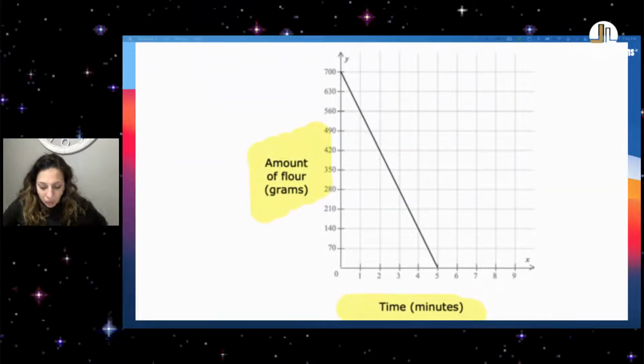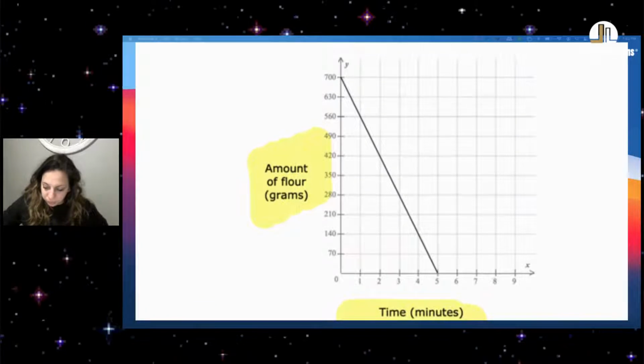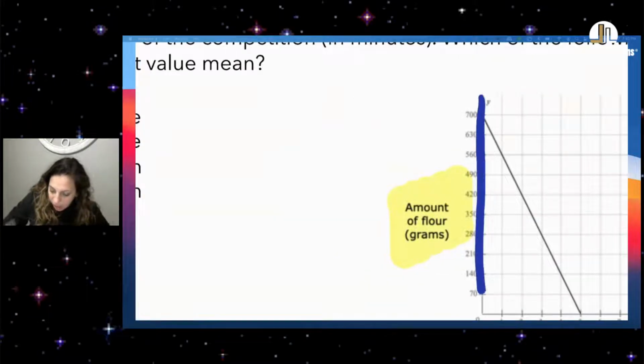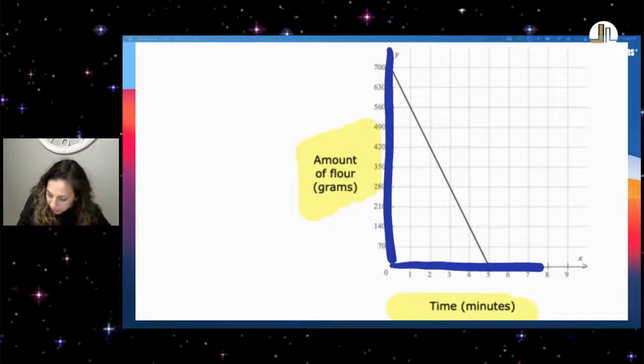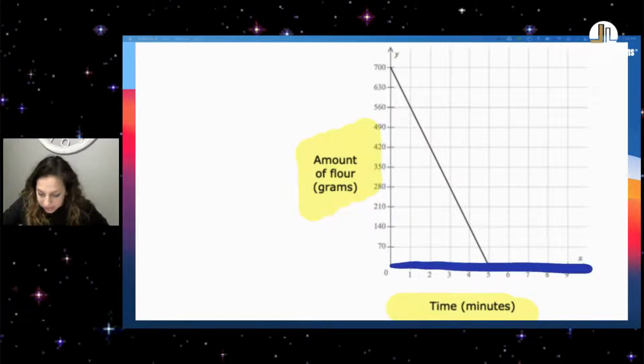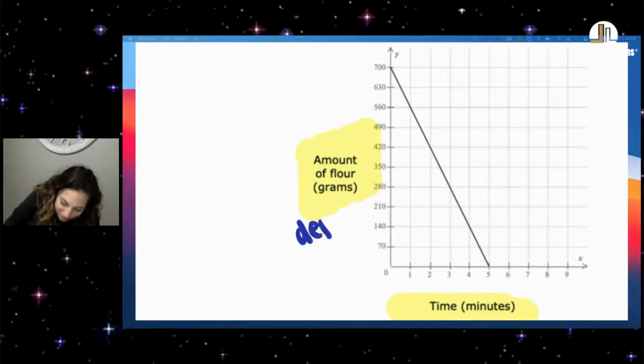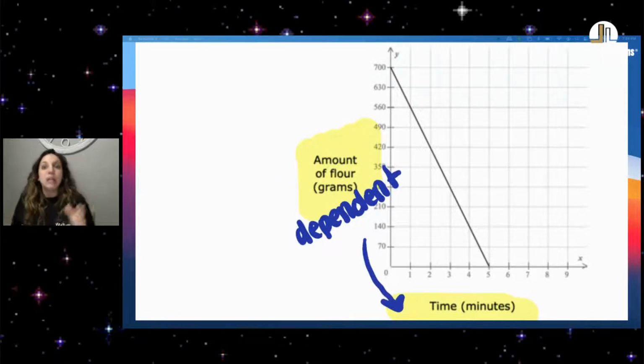So we see our y-axis is right here. And we see our x-axis is down here. And they've defined it for us. They've said that the amount of flour is on the left and the time is on the bottom. Why is that? Because the amount of flour is depending upon the time. Based on how much time goes by, it determines how much flour I have left.